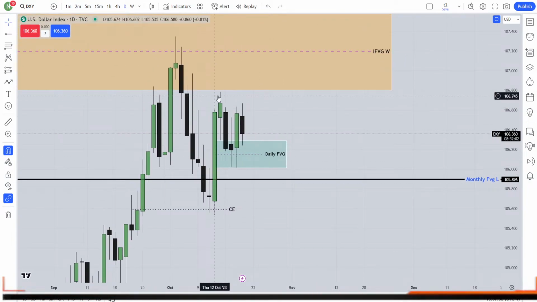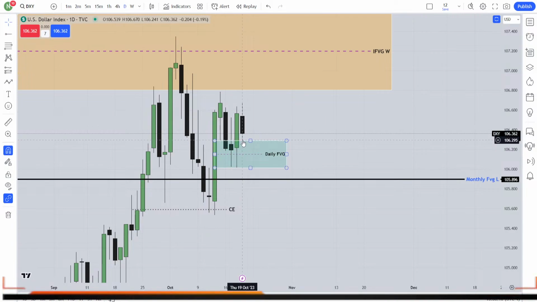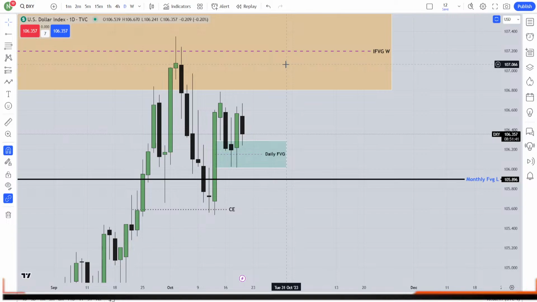So I can see it went higher, it went lower. It has rejected from the consequent encroachment, but in the meantime, it has traded the whole daily fair value gap. And when I have seen this rejection, price should come back to the top, above the upper level of this daily fair value gap. Then I should get some kind of rejection. Okay, that is my expectation. That should be your expectation.